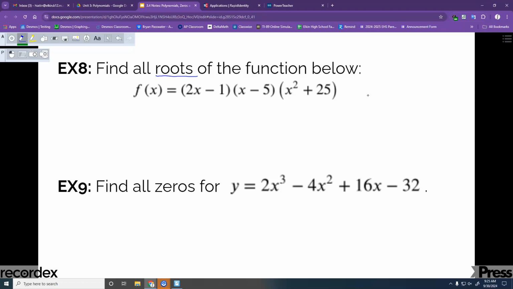There's a bunch of names for the same thing. They are zeros or x-intercepts, right? So if you see roots, zeros, x-intercepts, all of those are asking for the same thing, okay? So if I want to find those, I need to figure out what will make this 0, and since it's already factored, I can just set the pieces equal to 0. 2x minus 1 equals 0, x minus 5 equals 0, x squared plus 25 equals 0.